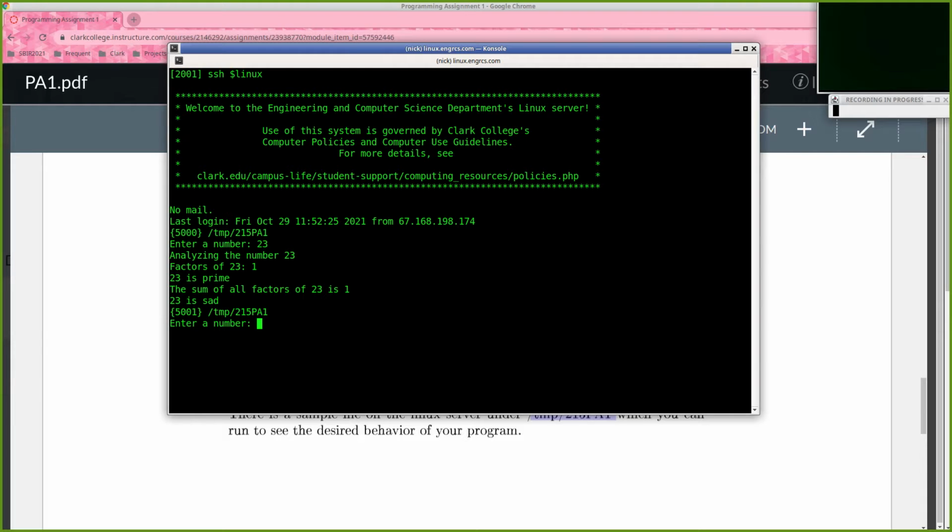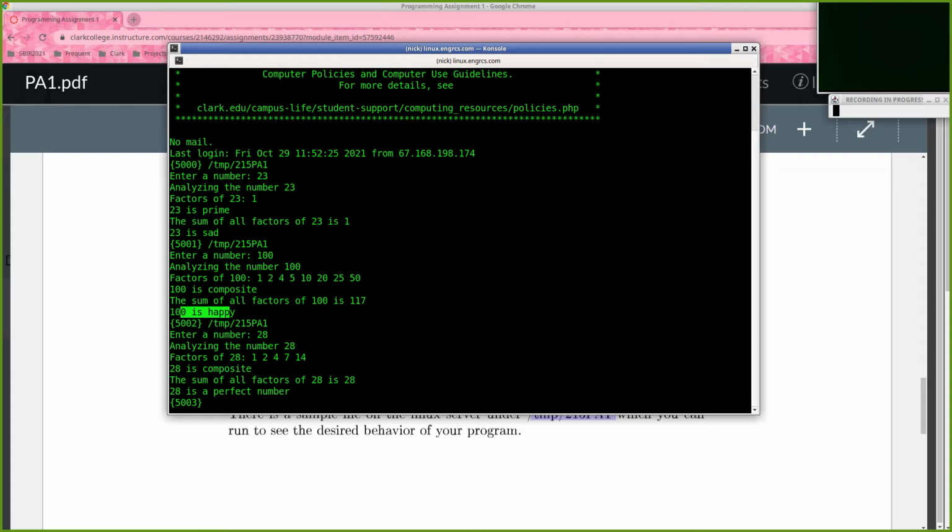Alright, someone give me another number. Say 100. So the factors are 1, 2, 4, 5, 10, 20, 25, 50. 100 is composite. The sum of the factors is 117, which means 100 is happy. There are perfect numbers. They're pretty rare, but 28 is perfect, for example. If you add up the factors, you get exactly 28. So that's the whole PA1.